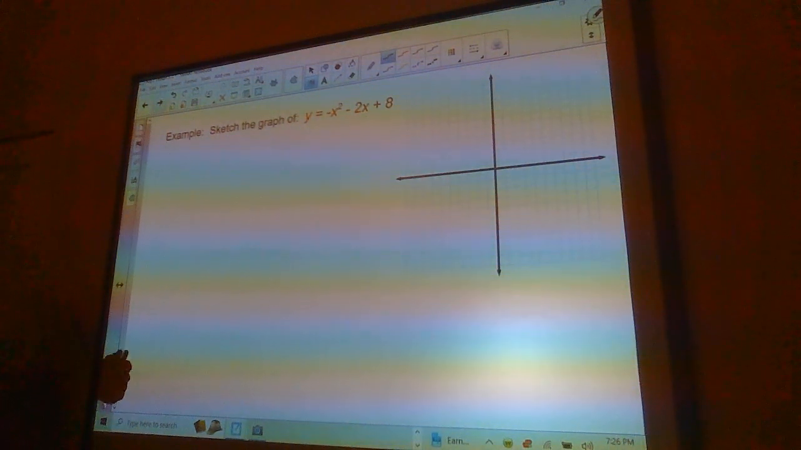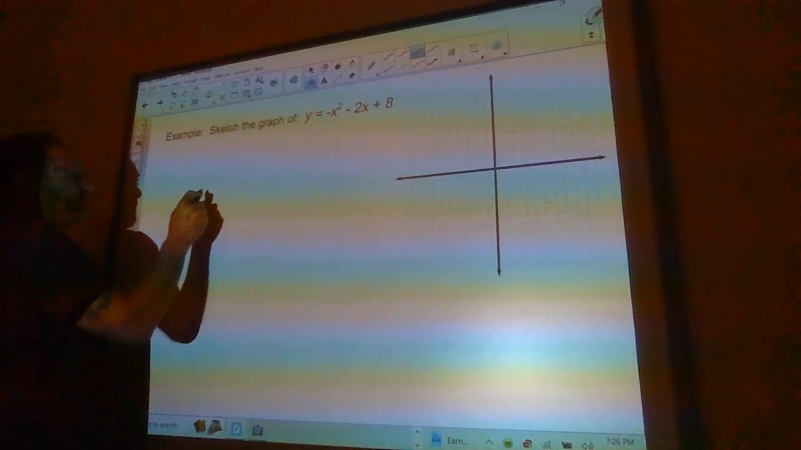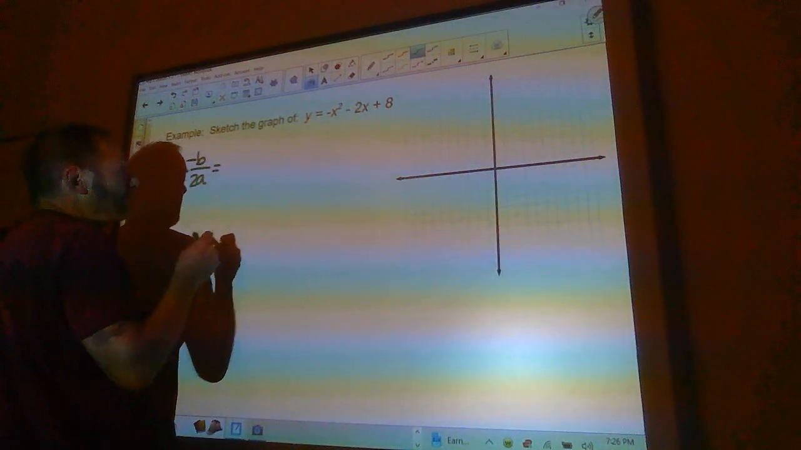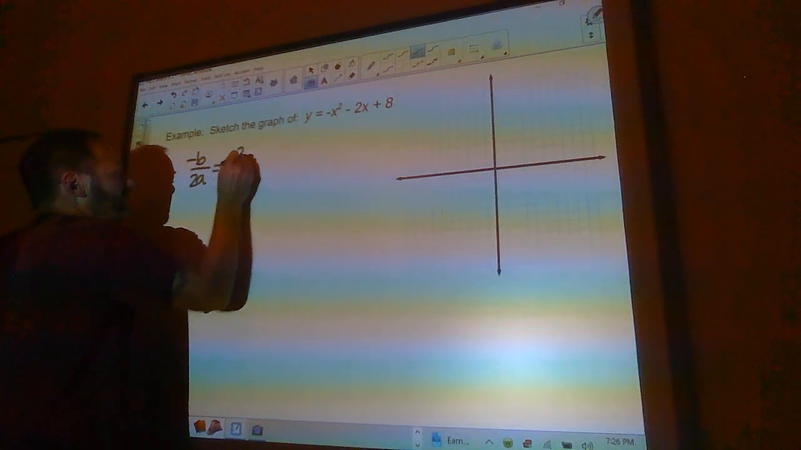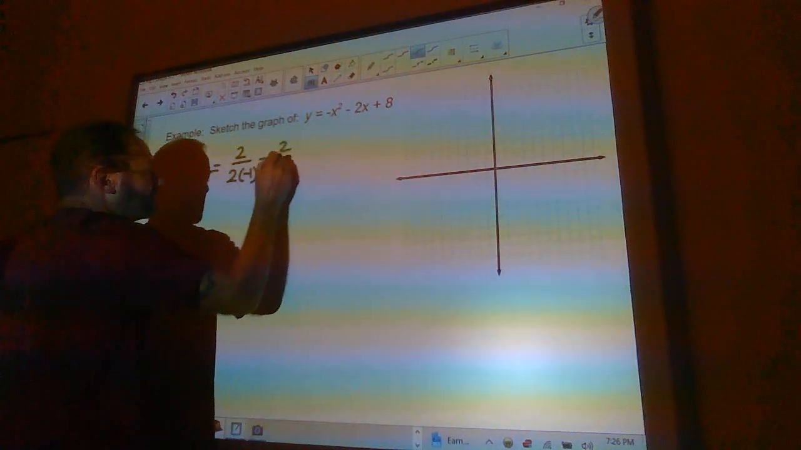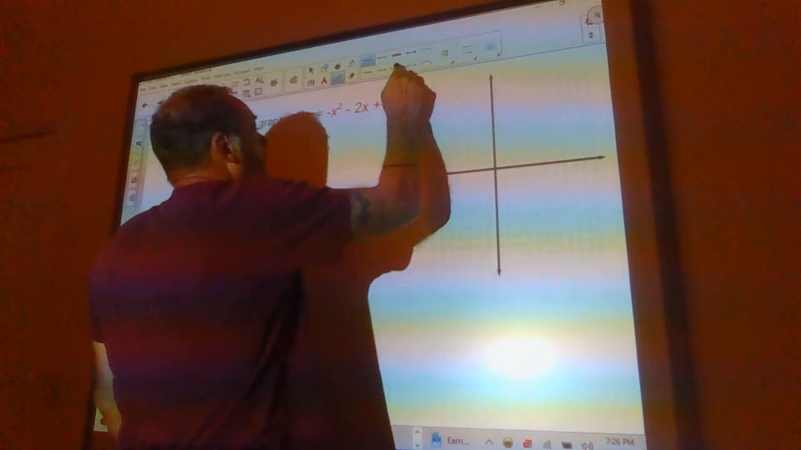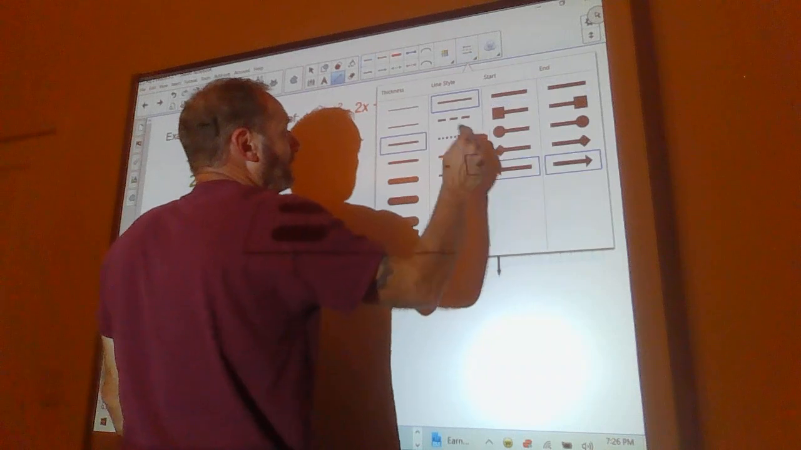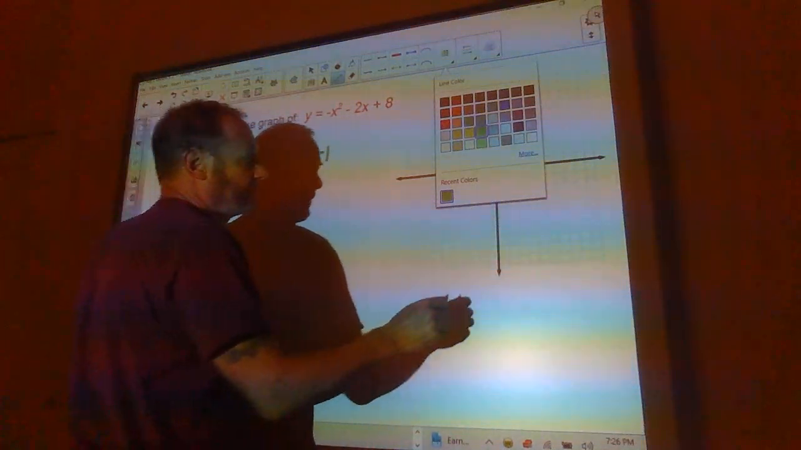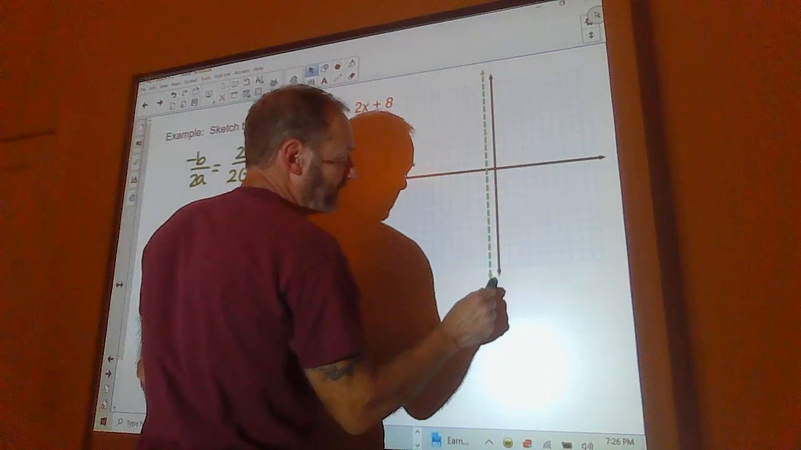Sketch the graph of y equals negative x squared minus 2x plus 8. The very first thing we want to do is calculate the axis of symmetry. That's going to be negative b over 2a. I suggest you write the formula down every time. My b is negative 2, so that means it's going to be positive 2 over 2 times negative 1. So that's 2 over negative 2, which is negative 1. That's my axis of symmetry. So I'm going to graph that, and let's make it a nice green color. That's going to be at negative 1, so it's going to be right here. There's my axis of symmetry.